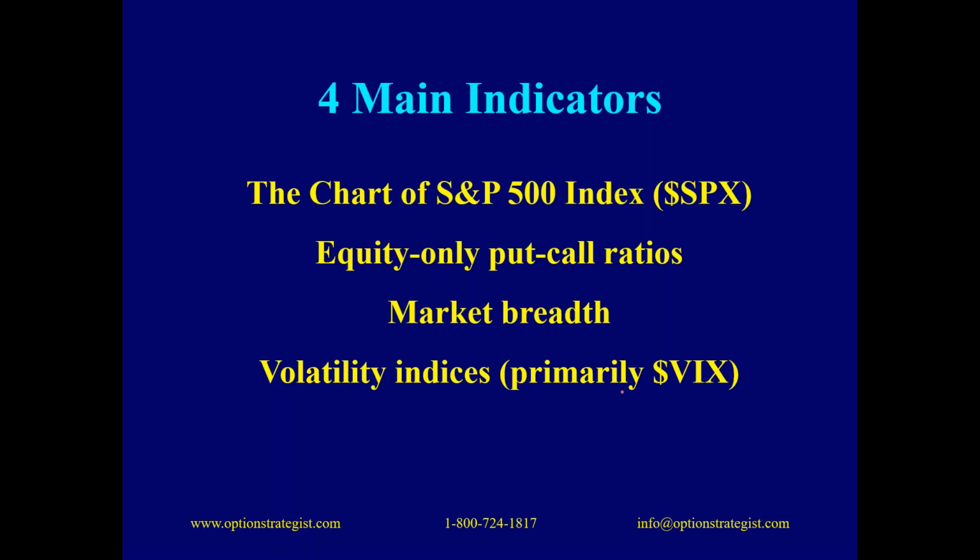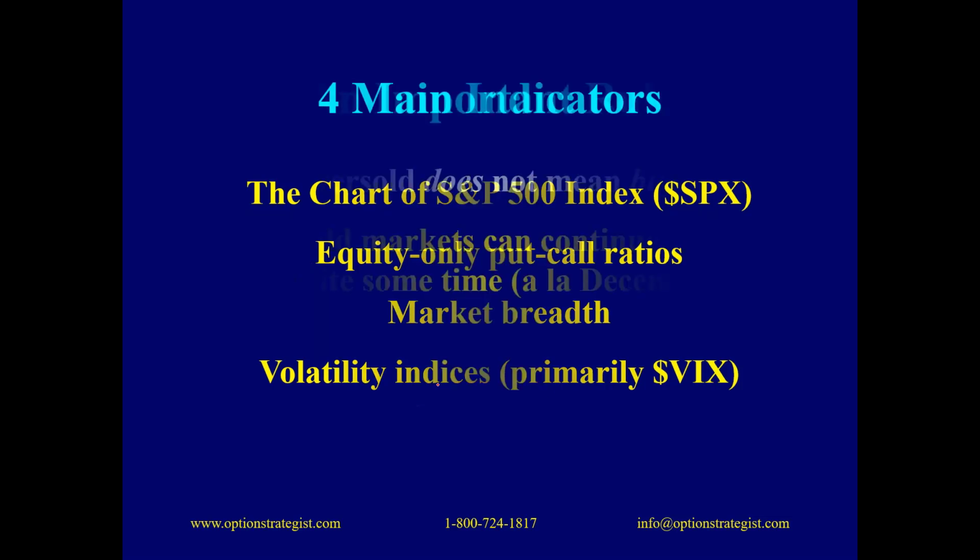We have four main indicators that we look at in terms of the market. The first is the chart of the S&P 500, which is pretty interesting right now. We also look at equity-only put-call ratios. We look at market breadth. We have an option twist on that. And then we do quite a bit with volatility. And we'll finish up by talking a little bit about some seasonal patterns.